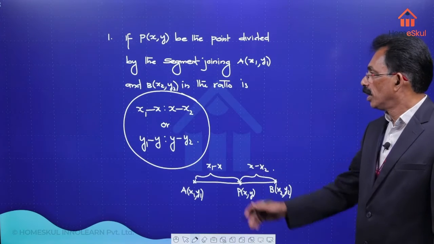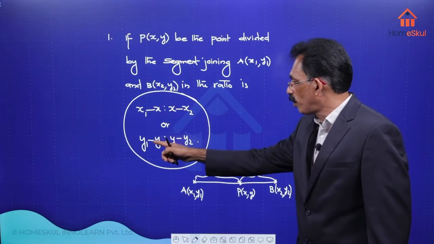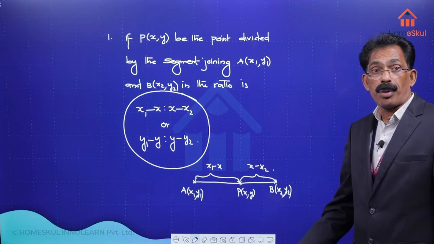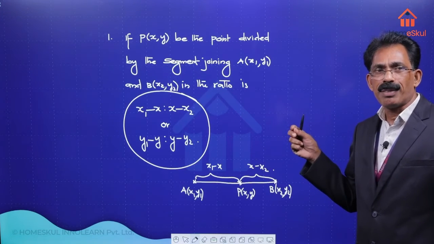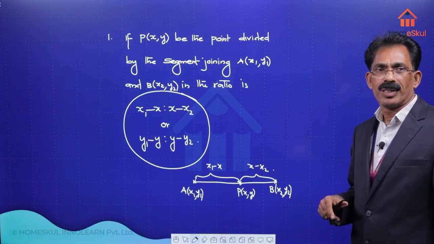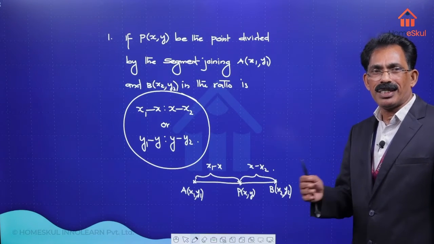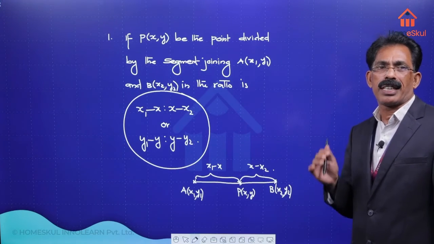Yes. Actually, this is the ratio: (x1 - x) is to (x - x2), or (y1 - y) is to (y - y2). This is a very short method, using this formula only for this type of MCQ, not for descriptive type questions. For descriptive type questions, we do only the method prescribed in NCERT.